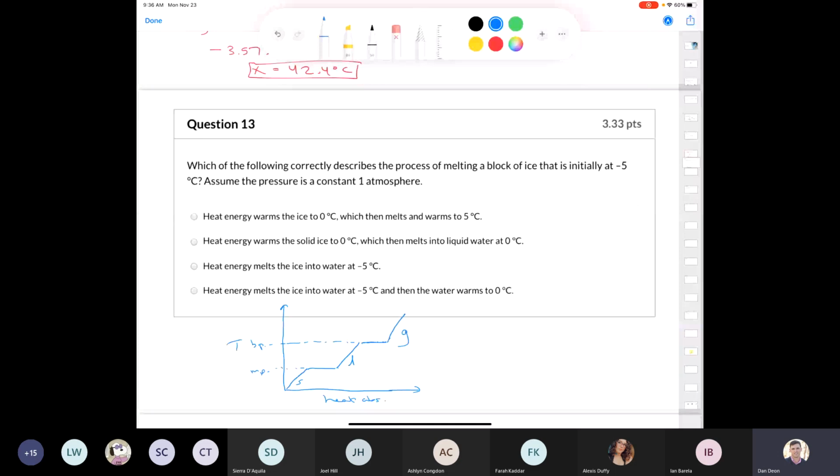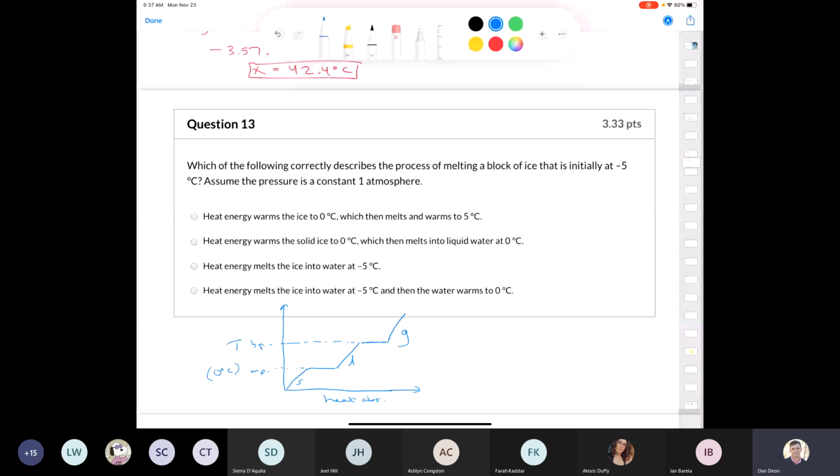So if we're taking a block of ice, which is below the freezing point of water, the first thing we have to do is warm up that block of ice until it gets to what? 0 degrees Celsius, because that is the melting point of water.